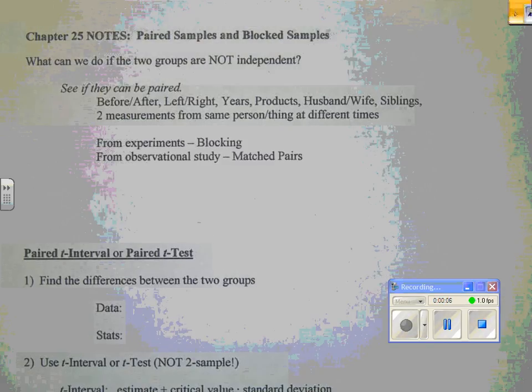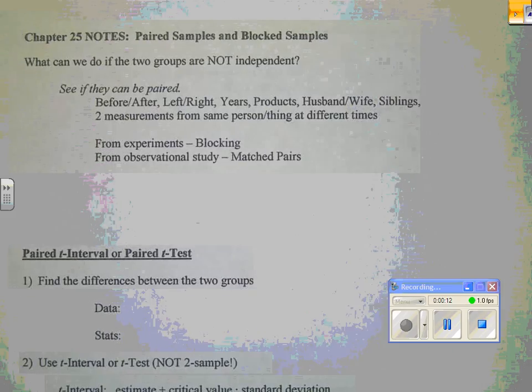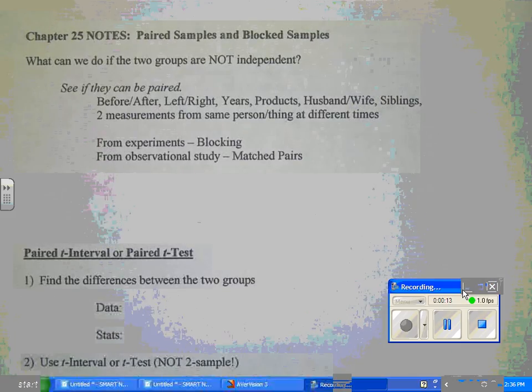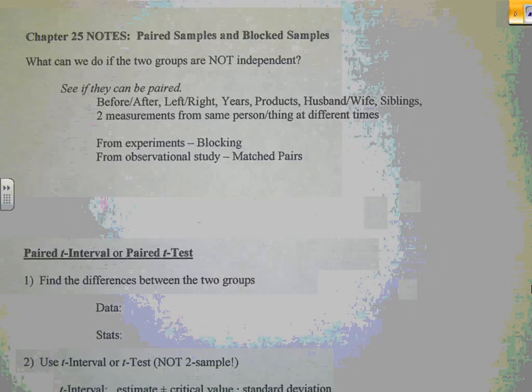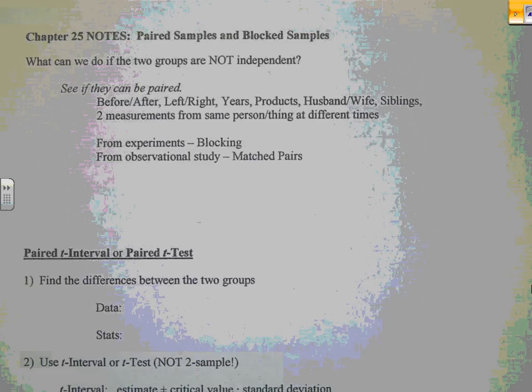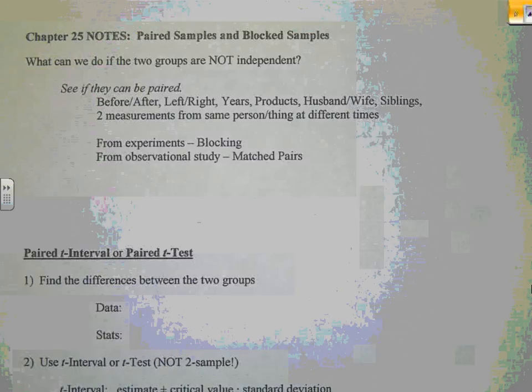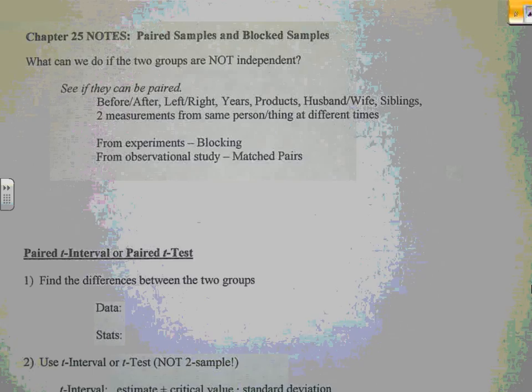So I told you on Thursday when we started going over the 2-sample t-test that there was an additional condition that we had to check, and it was really, really important. What was that last condition that we had to check? Yes. What'd you say, Lisa? Independent. So when you have 2 samples, you had to check and see if they're independent.